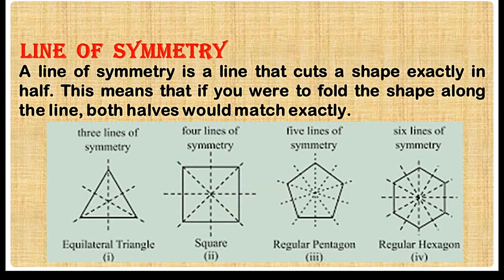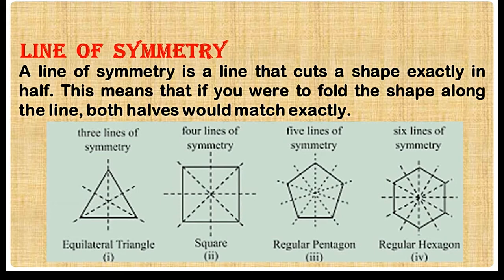Some figures are shown here with the lines of symmetry. The first figure is an equilateral triangle. It has 3 lines of symmetry. The second figure is a square, which has 4 lines of symmetry. The third figure is a regular pentagon. It has 5 lines of symmetry. Next, the fourth one is a regular hexagon, which has 6 lines of symmetry.